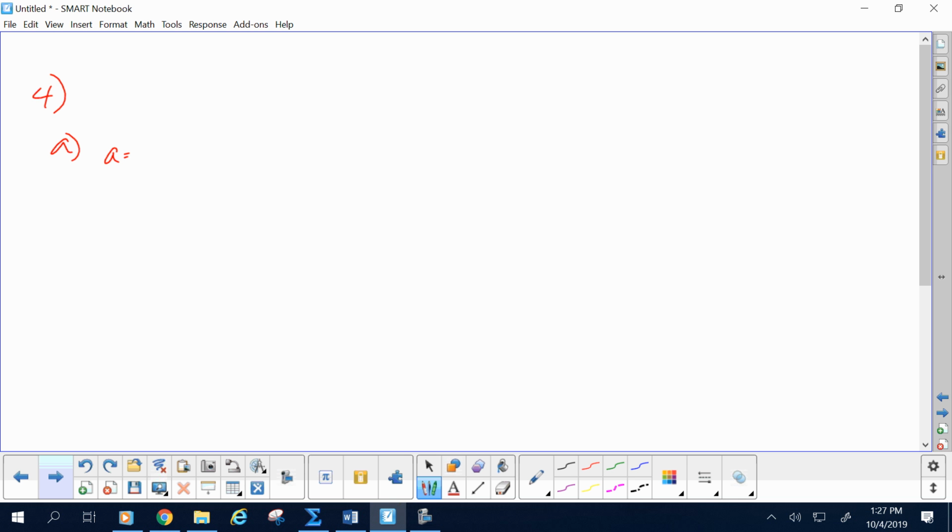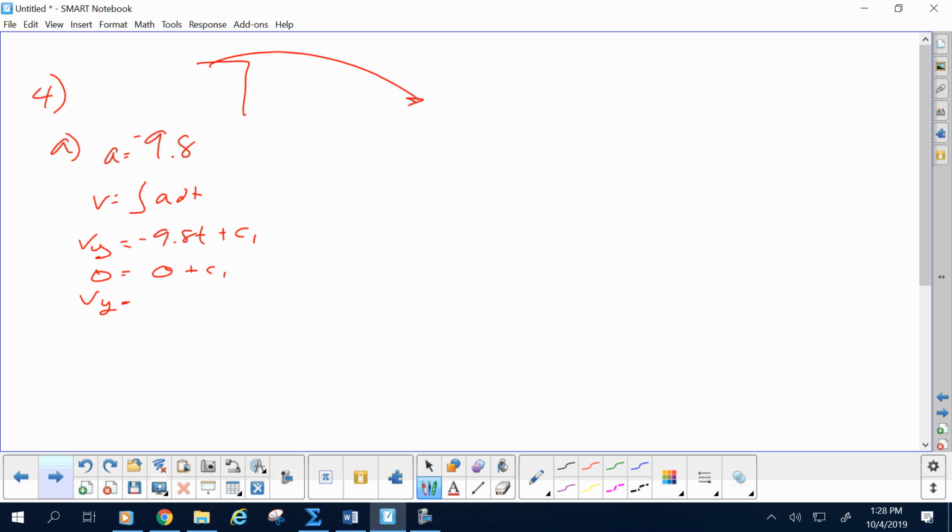You are given, or you know, that acceleration due to gravity is negative 9.8 meters per second per second. Velocity is the antiderivative of acceleration, which is negative 9.8 t plus a constant. And because it's thrown horizontally, and this is a vertical idea, the horizontal velocity is something, but the vertical velocity is 0. So the vertical velocity equation is negative 9.8 t plus 0.